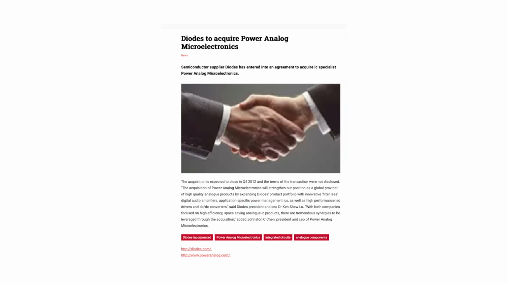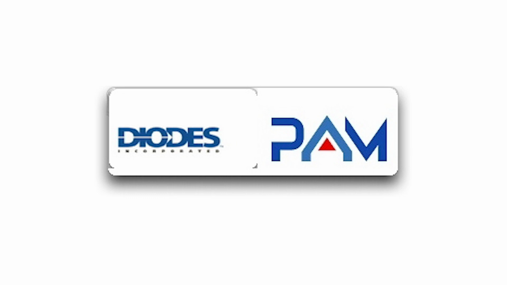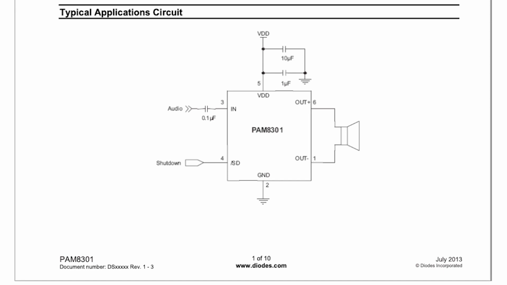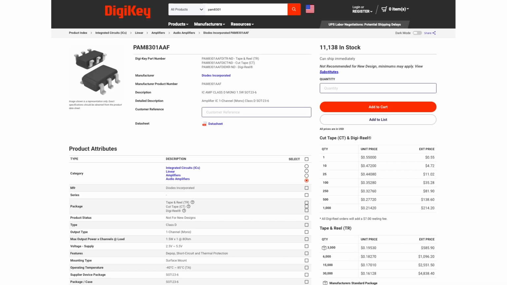The company Power Analog Microelectronics was acquired by Diodes Incorporated in September 2012 for $16 million. The datasheet we are using in the show notes is dated July 2013, which is less than a year after the acquisition. The PAM8301 is the first in the 8300 series of audio amplifiers. It's now considered NRND, meaning not recommended for new design, even though right now there are 15,000 of them available on the DigiKey website.